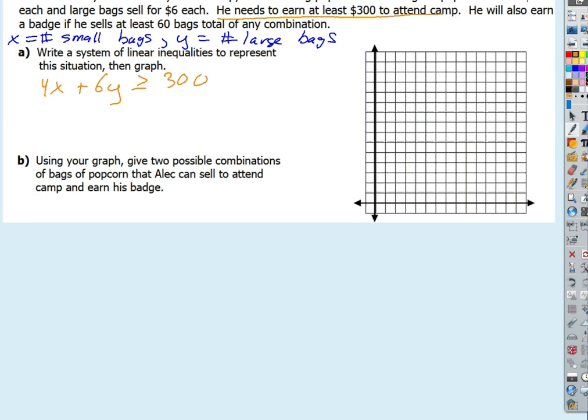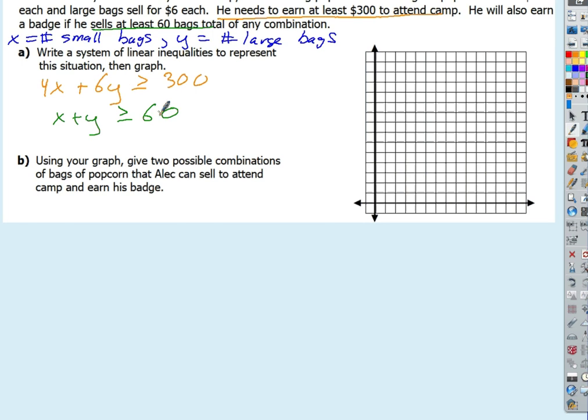How about the second one? He needs to sell at least 60 bags. x plus y needs to be greater than or equal to 60. There's my two inequalities, right? So in that situation, the price doesn't count because you're just talking about how many, right?